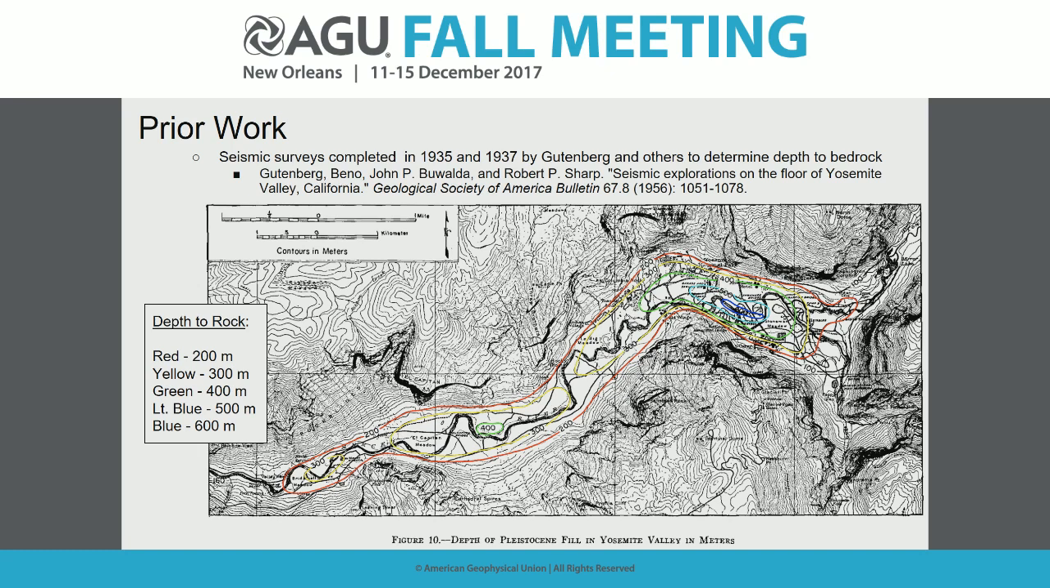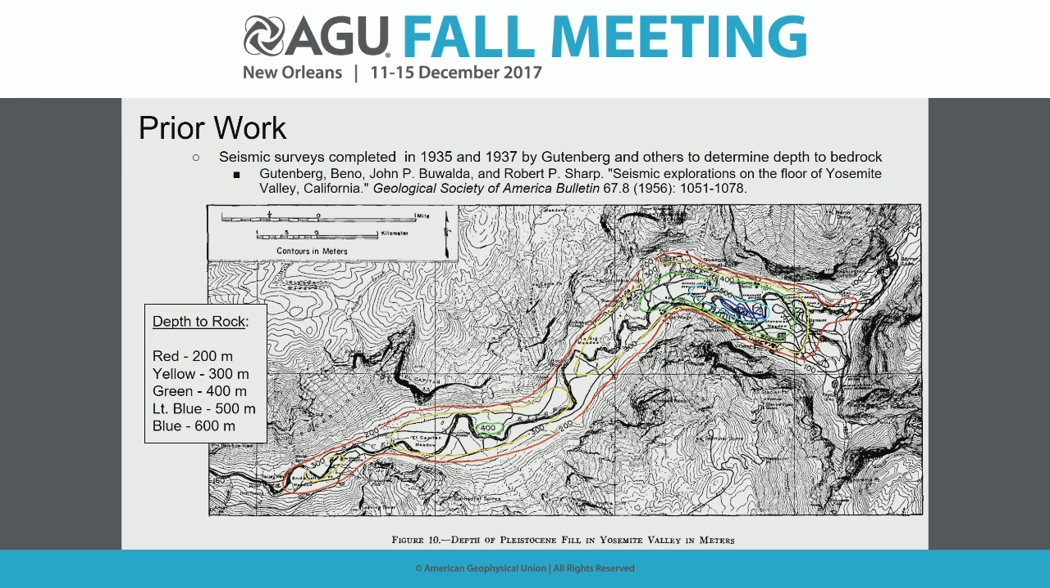The only other prior geophysical work to find the depth to bedrock within Yosemite Valley was done in the mid-1930s by Benno Gutenberg and his team. They did reflection and refraction methods using 4 to 14 oil-dampened variable reluctance electromagnetic seismometers. And with that, they created this contour map.